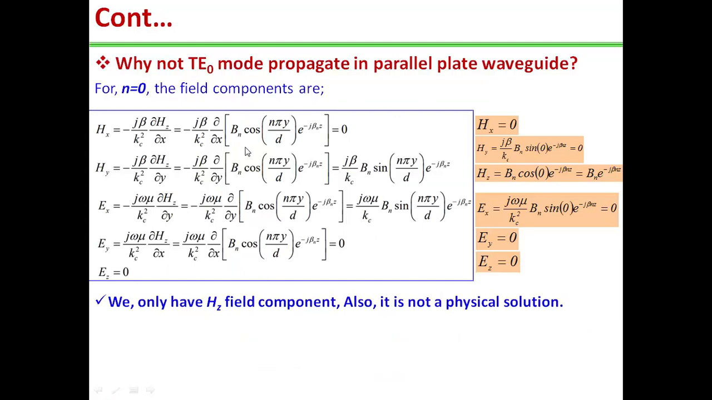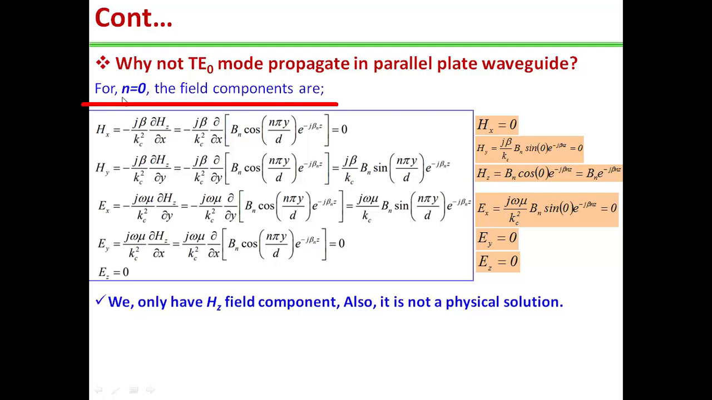Now we will see why the TE0 mode does not propagate in the parallel plate waveguide. To know this, we have to put n is equal to 0 in all the field components, where the subscript 0 denotes that the zero order mode will propagate in the parallel plate waveguide, and it signifies that the propagation of the TE mode is 0.